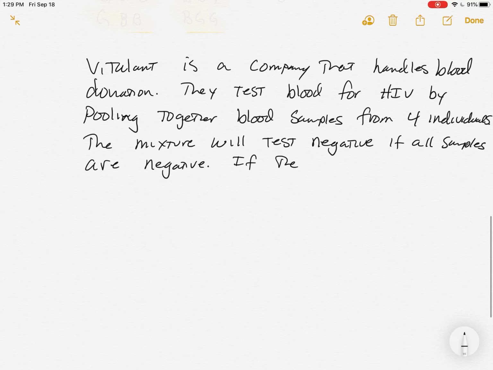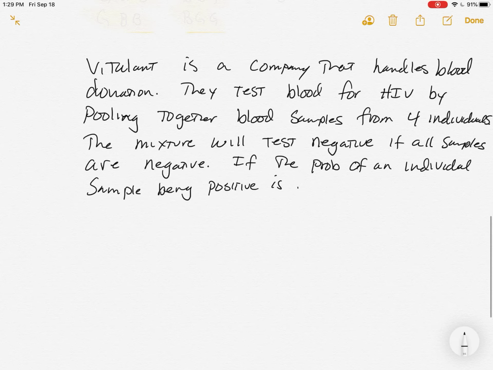If the probability of an individual sample being positive is 0.01, right? I want to make it somewhat unlikely. Find the probability that the mixture will test positive.